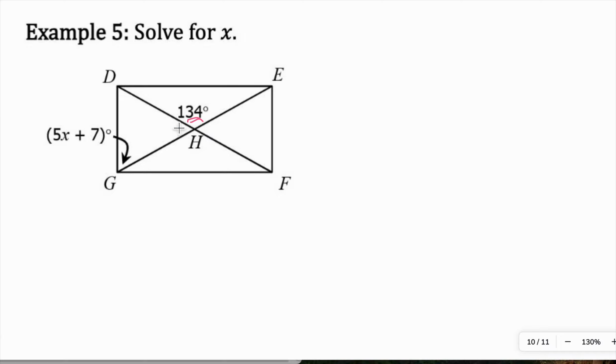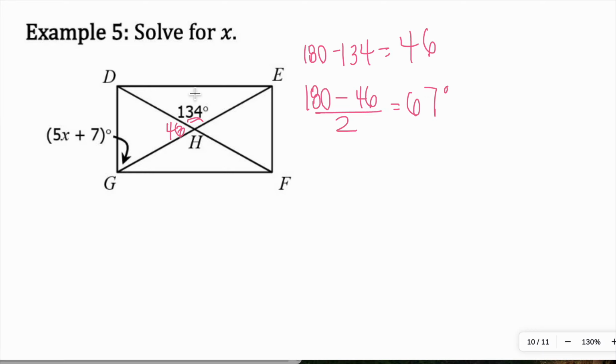This is 134, and then this is making a straight line. So what I did is I took 180 minus 134, and I got 46. Okay, so if this is 46, then my other two angles are going to match that. So that means they're going to be split from 180. So I took 180 minus 46, and then divide that by 2. I'm going to get 67 degrees for these leftover angles.